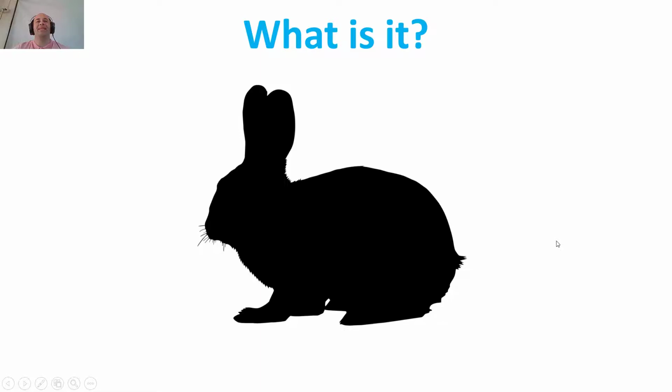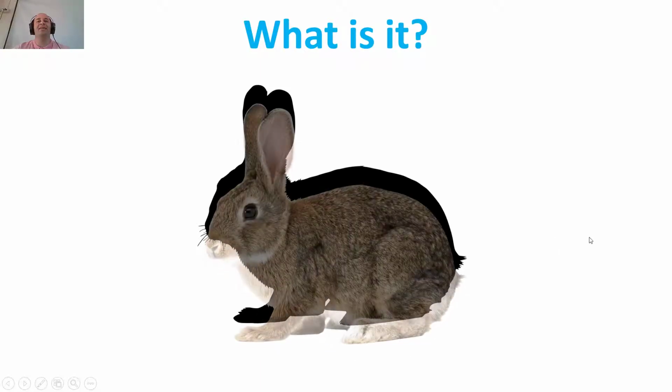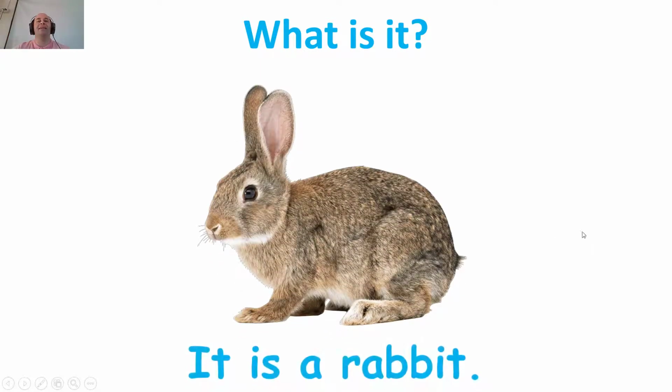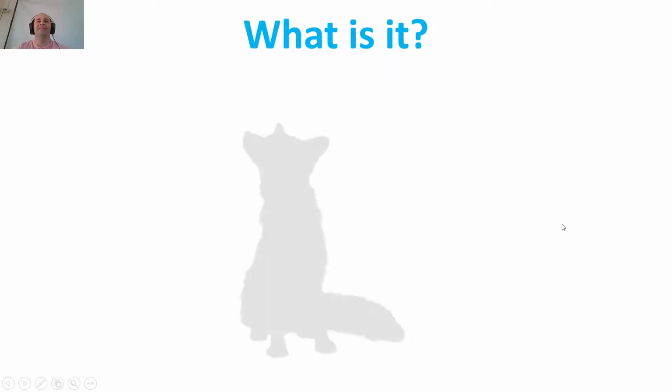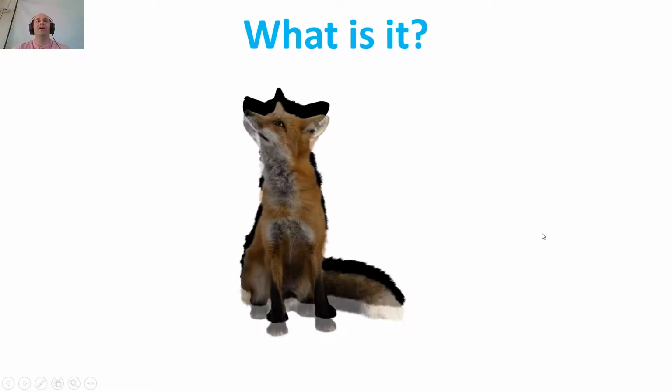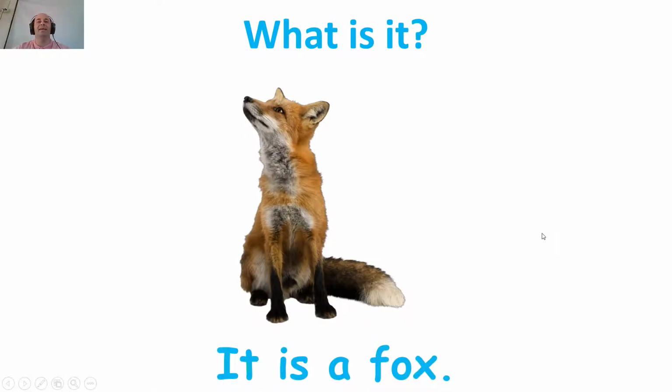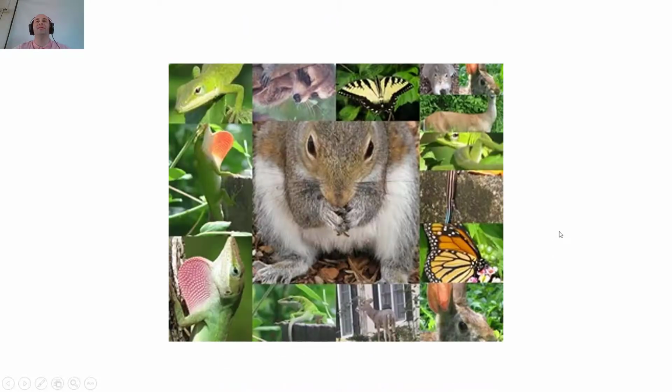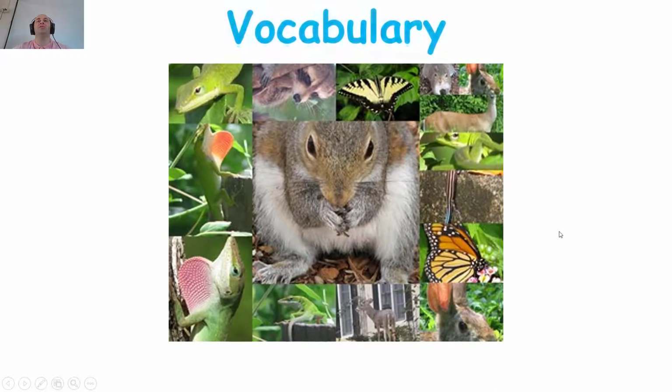The next one, what is it? What about this? Easy. It is a rabbit. Okay, it's very cute. And the last one, what is it? It's not a dog. It is a fox. All right. So those are our animals today. And we want to learn more about them.